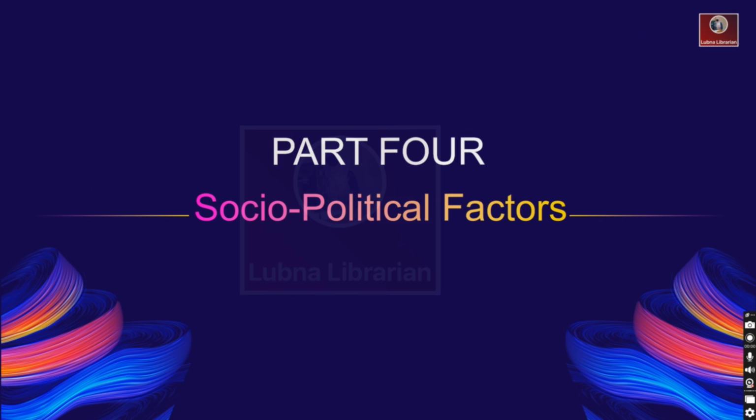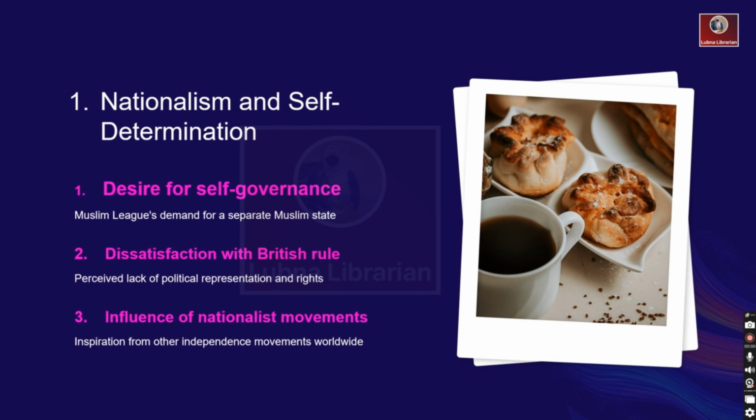Part 4. Socio-political factors. 1. Nationalism and self-determination. 1. Desire for self-governance. Muslim League's demand for a separate Muslim state. 2. Dissatisfaction with British rule. Perceived lack of political representation and rights. 3. Influence of nationalist movements. Inspiration from other independence movements worldwide.